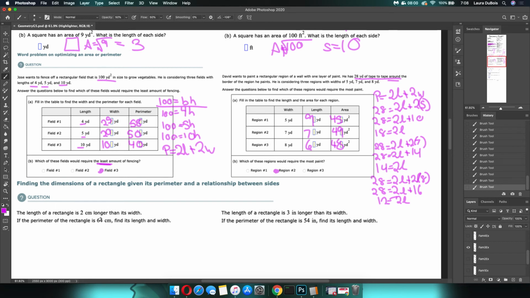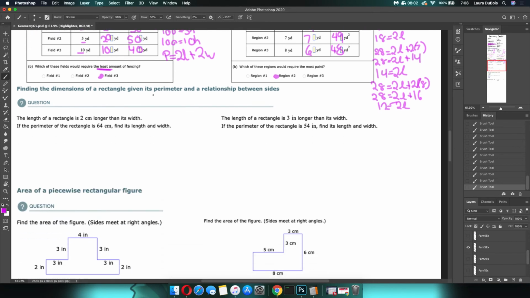There we go. All right, finding the dimensions of a rectangle given its perimeter and relationships to the sides. So it tells you basically in a nutshell what it's doing. If we were to just quickly draw out a really rudimentary rectangle here, length is 2 longer than width, and then we have width. The perimeter is 64, which is twice the length plus twice the width. Well, gee, gosh, and golly, what are we supposed to do here? What is the length? Who can say? I don't know. Oh, wait, it's W plus 2.